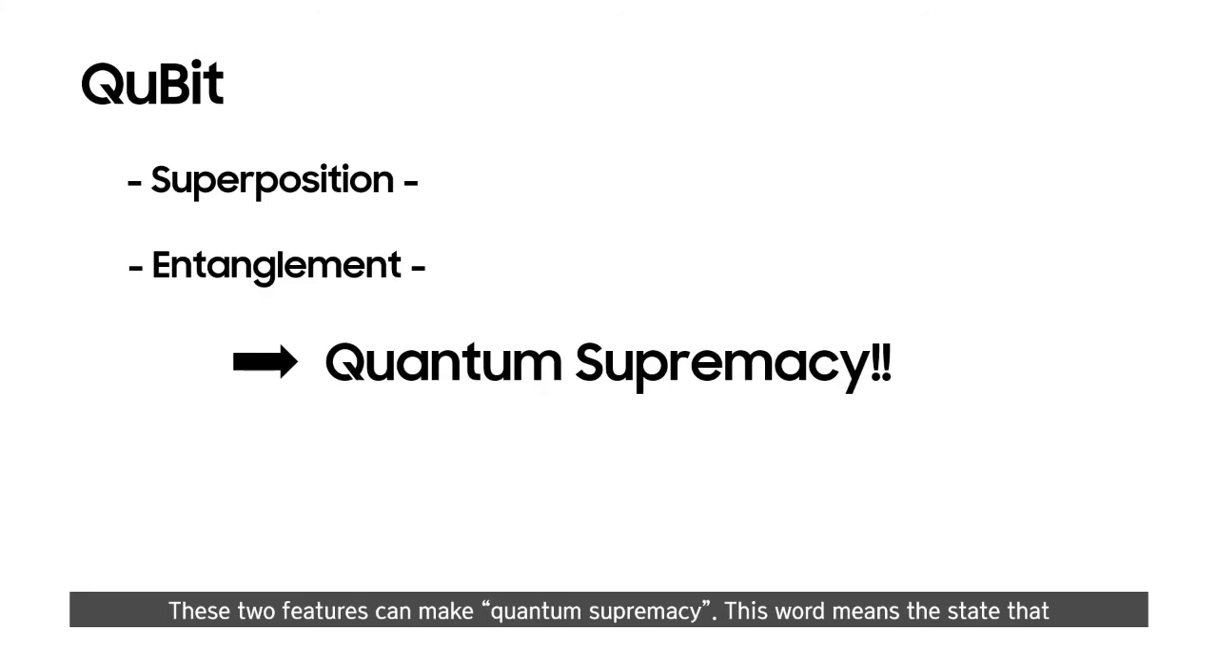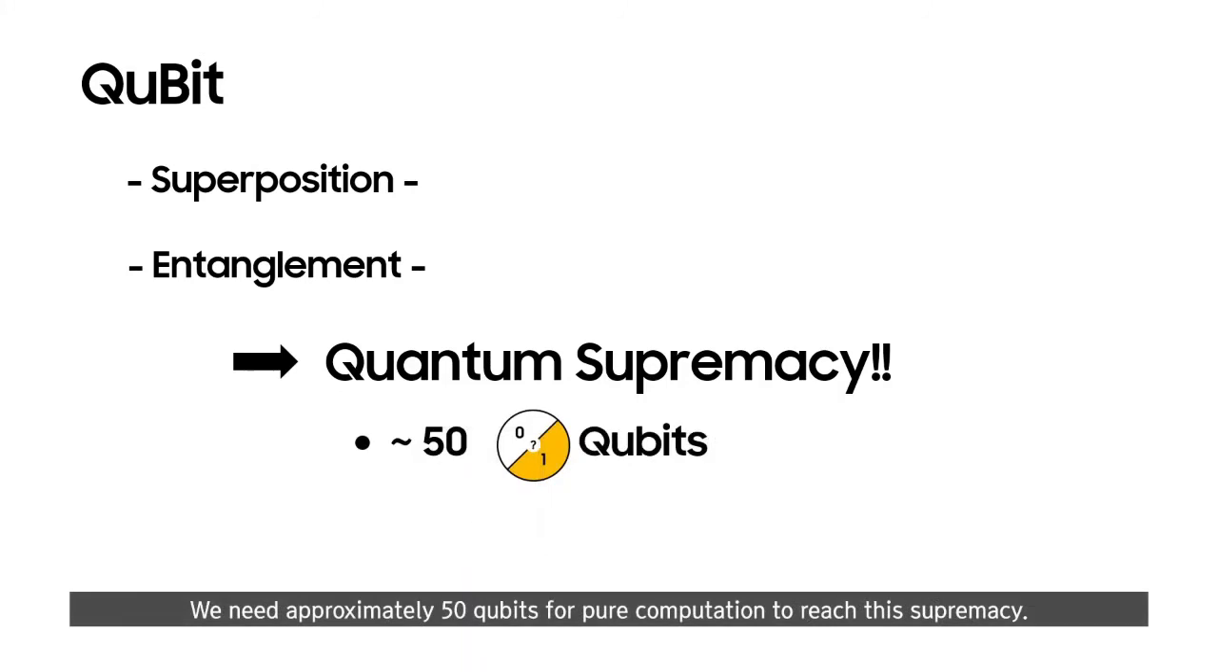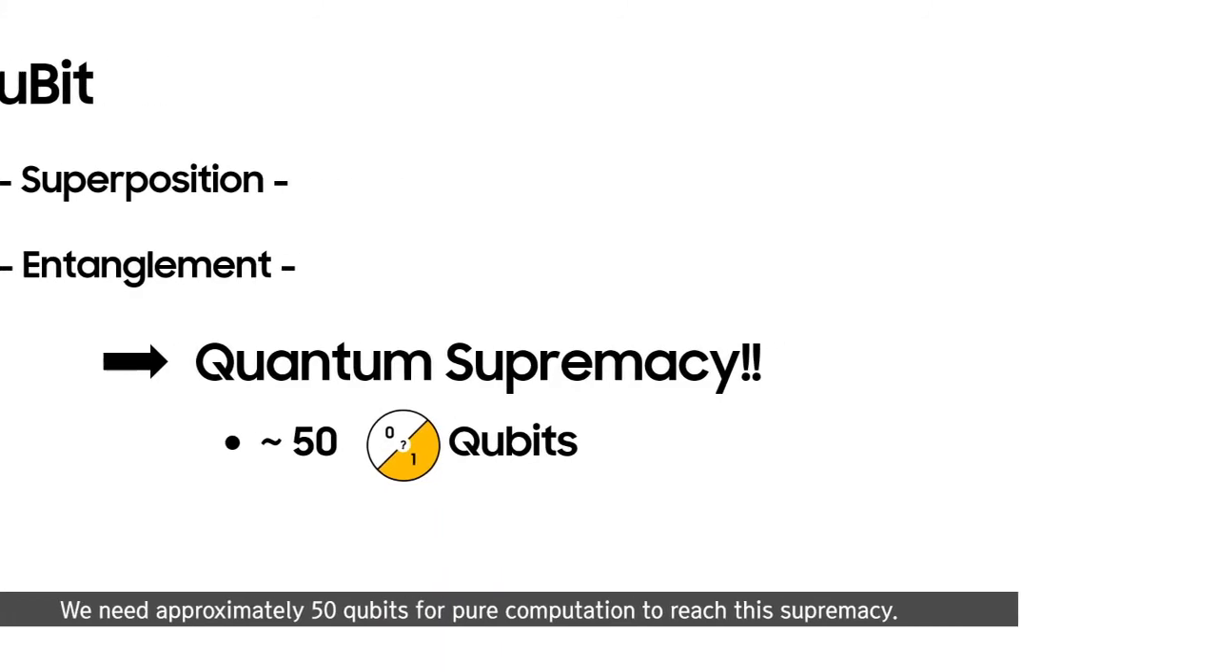These two features can make quantum supremacy. This word means the state that quantum situations inside quantum computers overcomes the ability of classical supercomputers. We need approximately 50 qubits for pure computation to reach this supremacy.